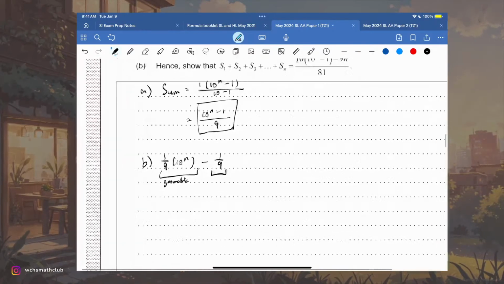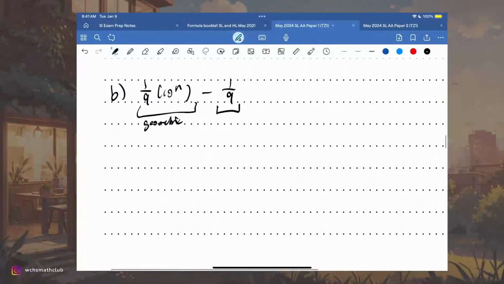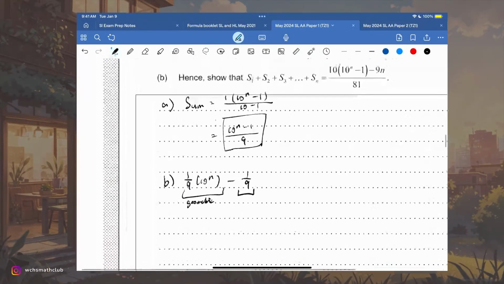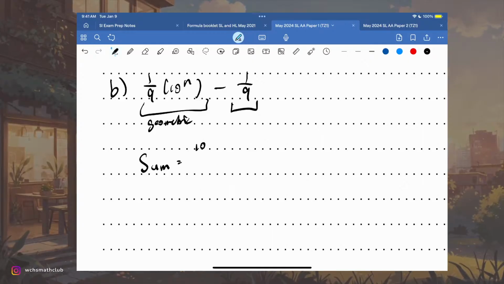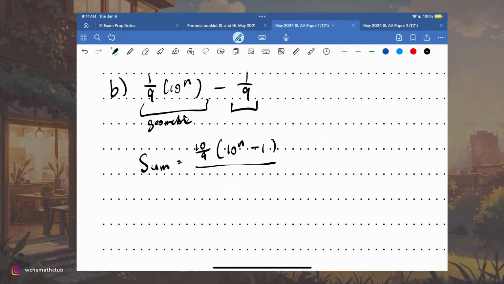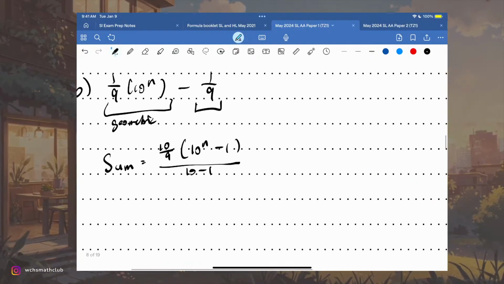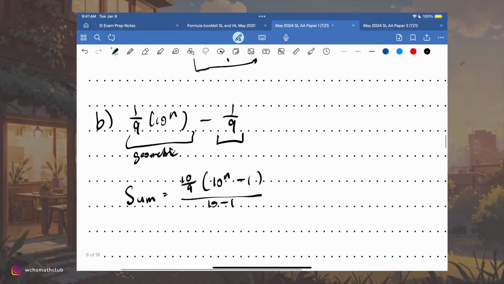So if we're to add multiple forms of this, the first term of this geometric sequence, starting with 10 to the 1, would be 10 over 9. So now we just use the formula, so sum equals 10 over 9, which is our first term, times the ratio, which is 10 to the n minus 1, all over the ratio minus 1 as before, so 10 minus 1. And then you would also add this part, the second part.